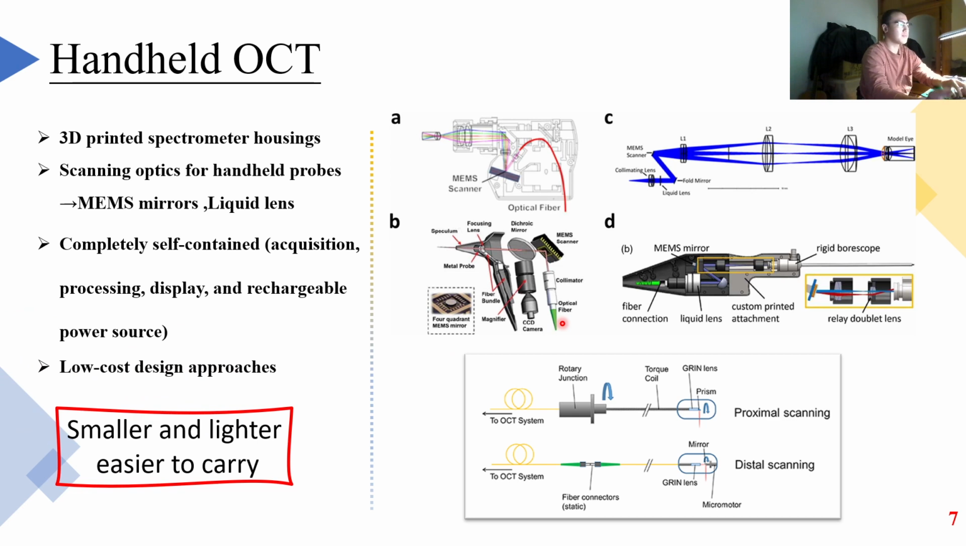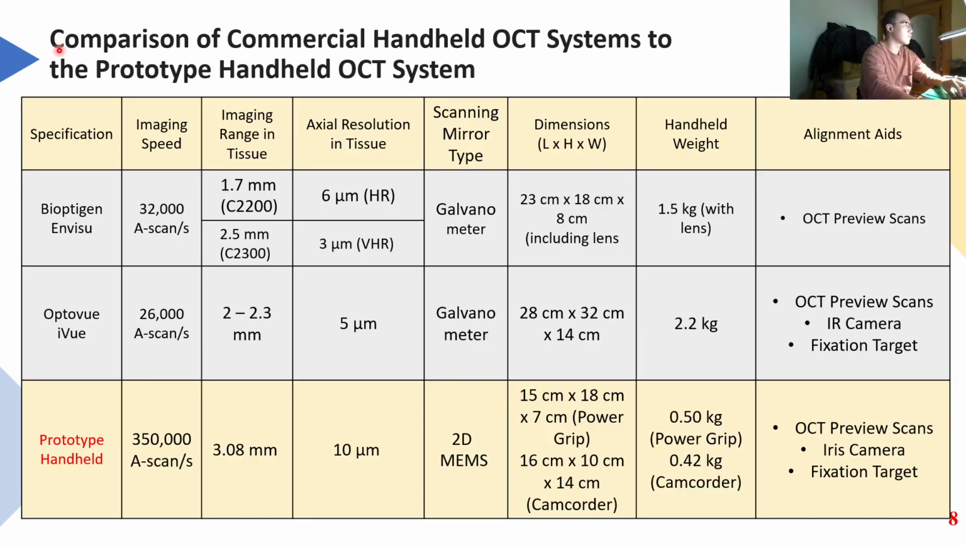How can we prove it? You can see the table, which shows the comparison of the common handheld OCT system to the prototype handheld OCT systems. The prototype handheld OCT systems have a faster scanning speed, the widest imaging range in the tissues, the smallest dimensions, and a lighter weight and handle.